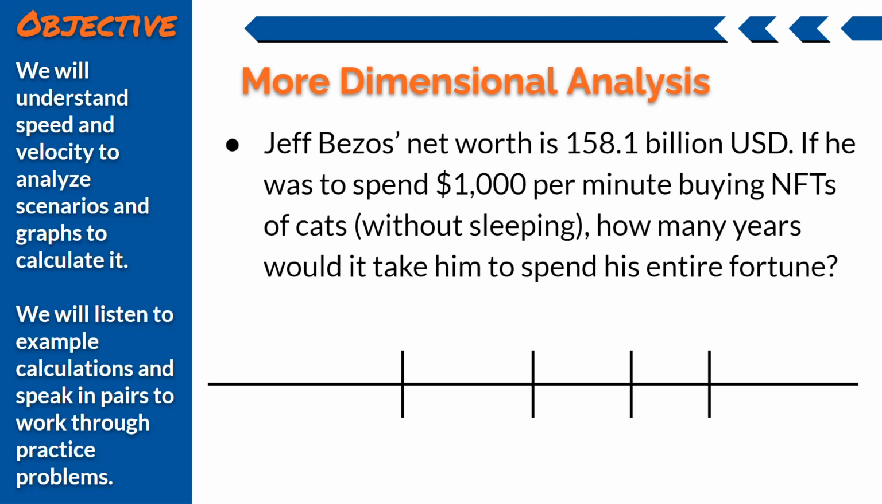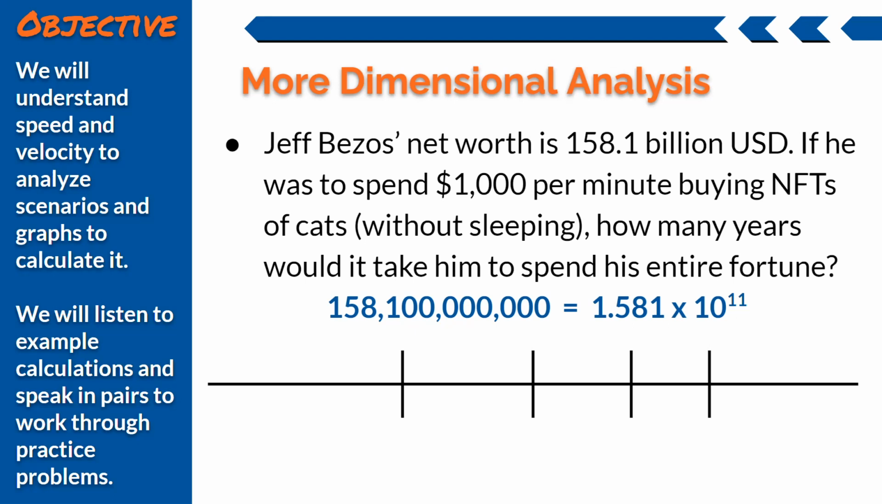So what we're going to do is start with the number in the question, 158.1 billion, which, by the way, I'm going to write in scientific notation as 1.581 times 10 to the 11th. That's the number I'm trying to convert, and I need to cancel US dollars. Ultimately, I need to solve for years, which is weird to convert dollars to years, but I actually have a conversion factor in the question.